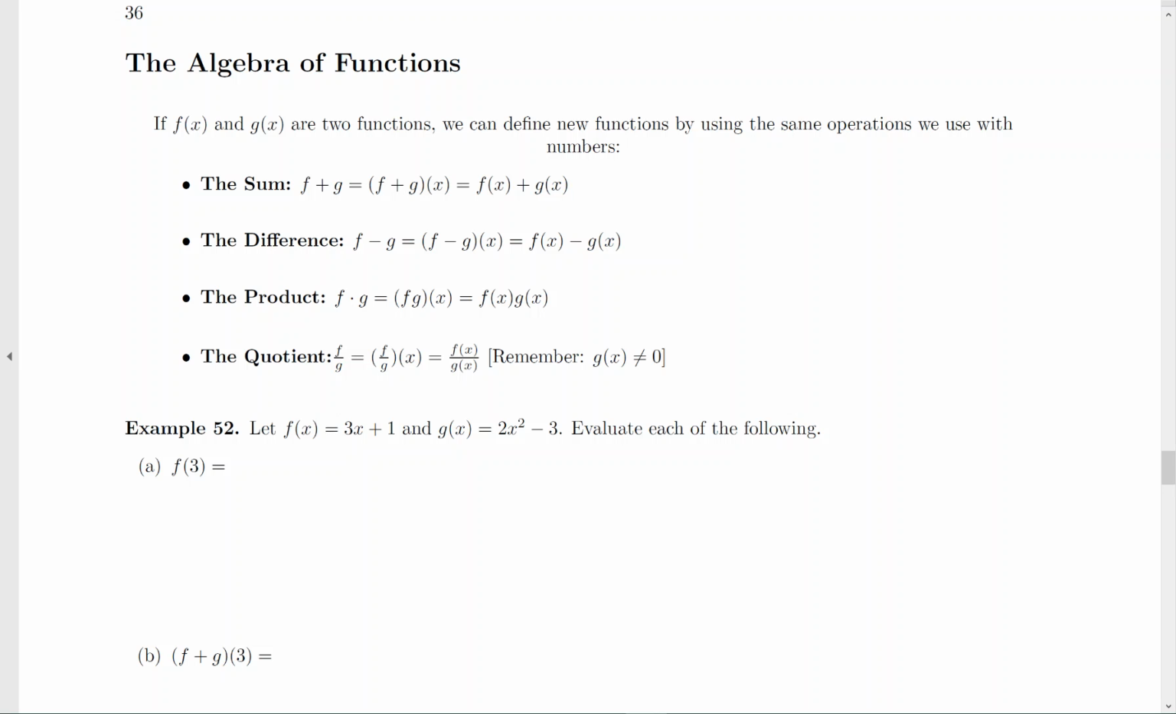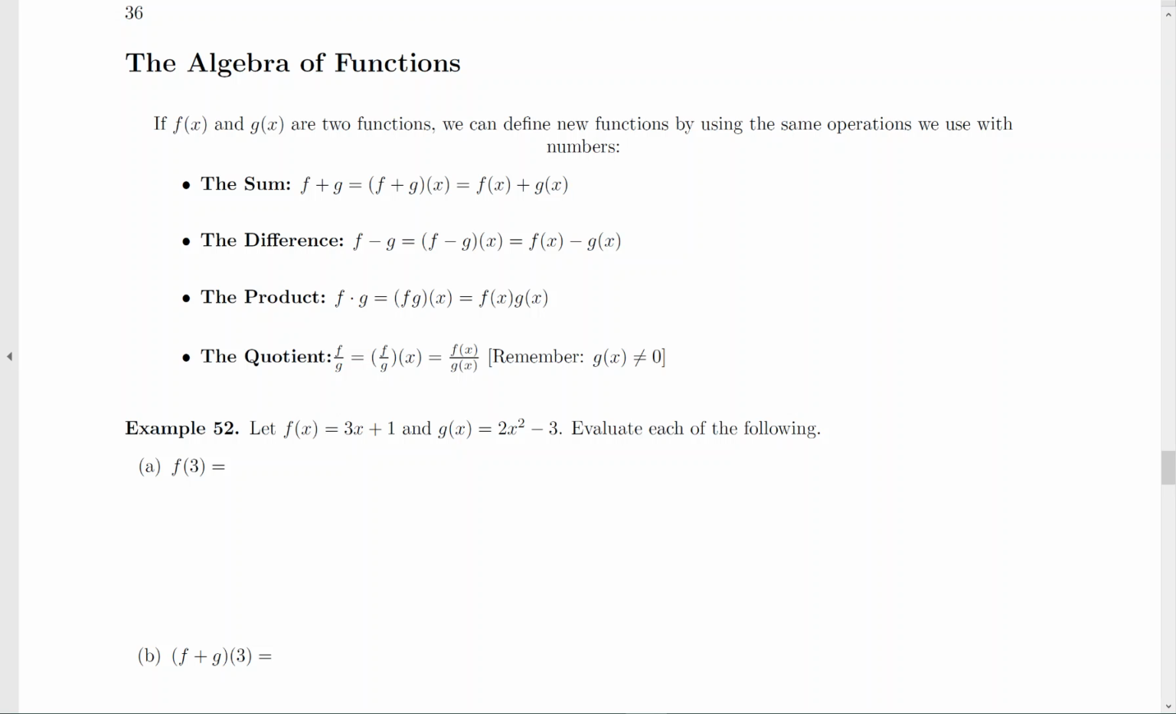And these are just different ways that you can write up the sum of two functions. You can see it as just f plus g equals, you could also see it as in parentheses f plus g of x, or you could also see it as f of x plus g of x. The difference is subtraction, so you'll see f minus g is the same as in parentheses f minus g of x, and that's also equal to f of x minus g of x.